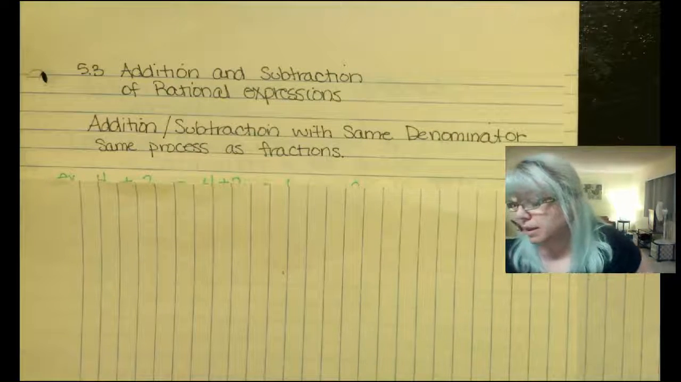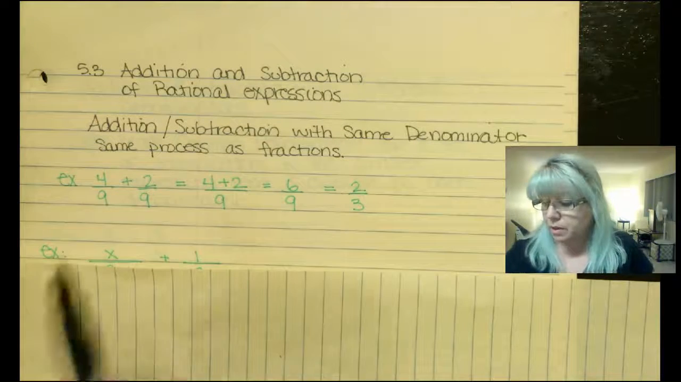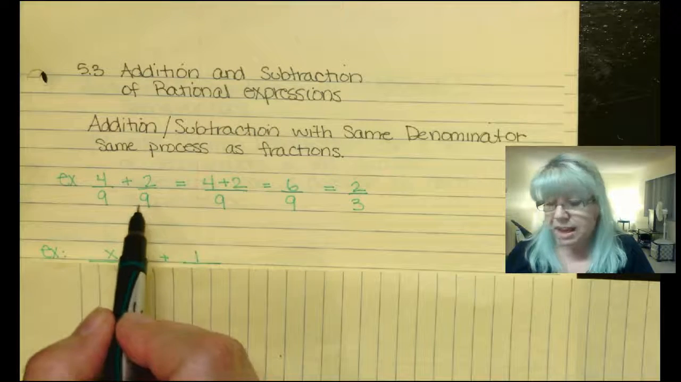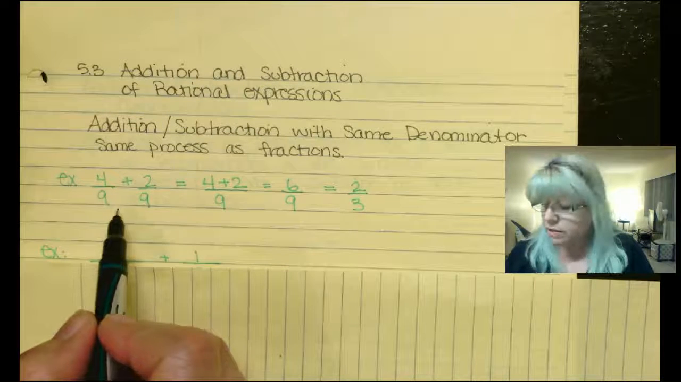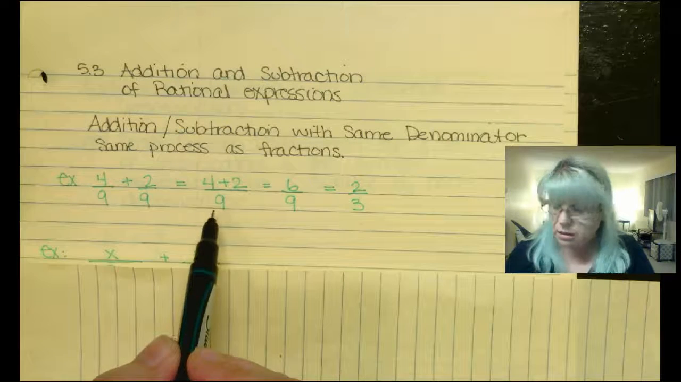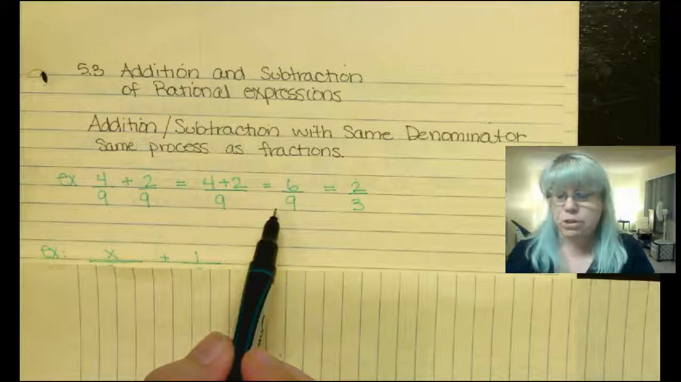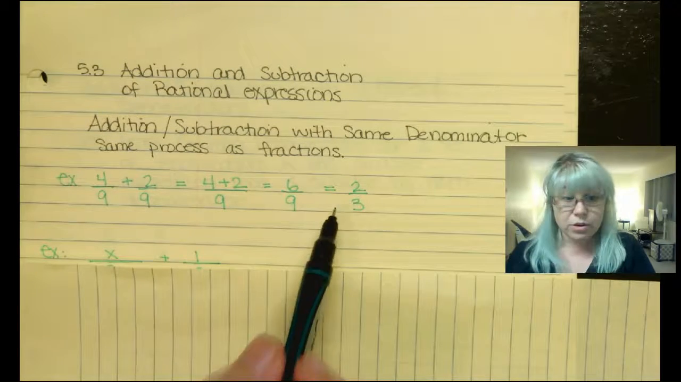Let's see an example where it has the same denominators. Like 4/9 plus 2/9, they have the same denominator. Therefore, I can write it as 4 plus 2 all over 9. 4 plus 2 is 6. 6/9 can be reduced to 2/3.